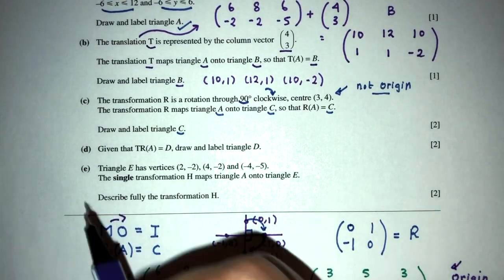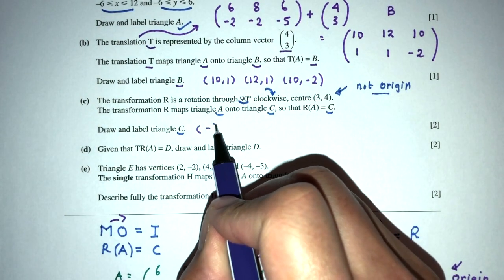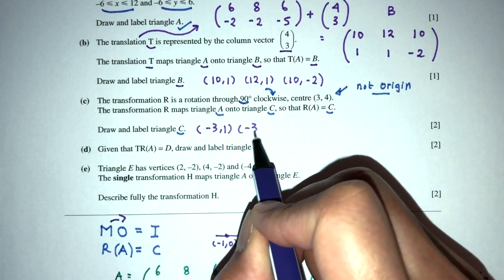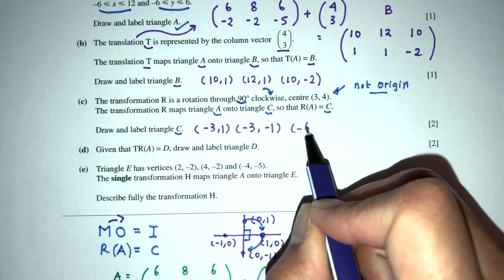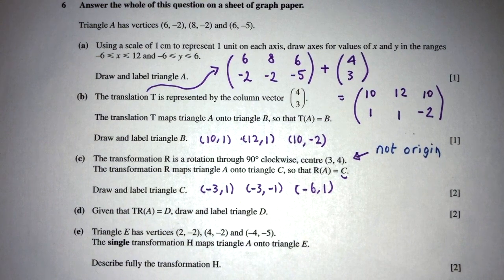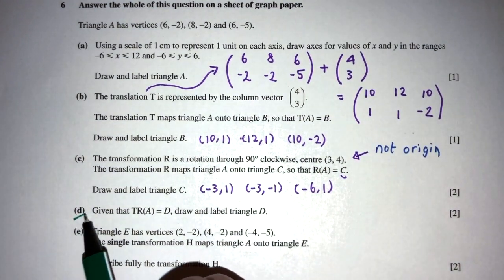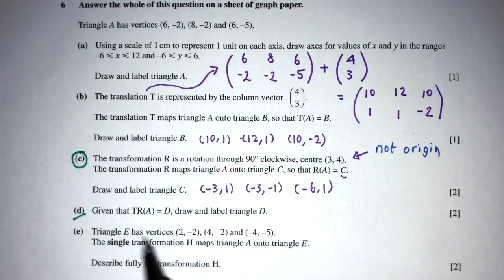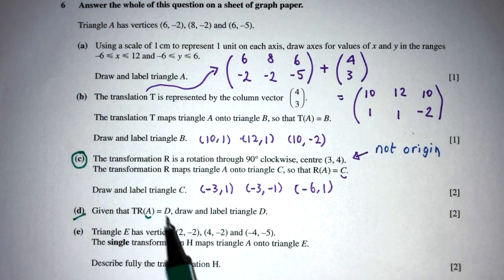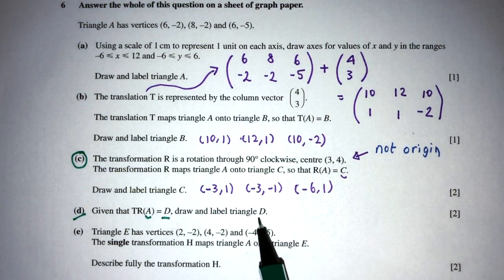Now for part D, so this is minus 3, 1, minus 3, minus 1, minus 6, 1. Okay, so now moving on to part D of the question. So we have to find, given that T is the translation, R is the rotation from part C, applied to the triangle A gives you D. So you have to find the points D and then draw the D on your graph. Now, how would you find that?